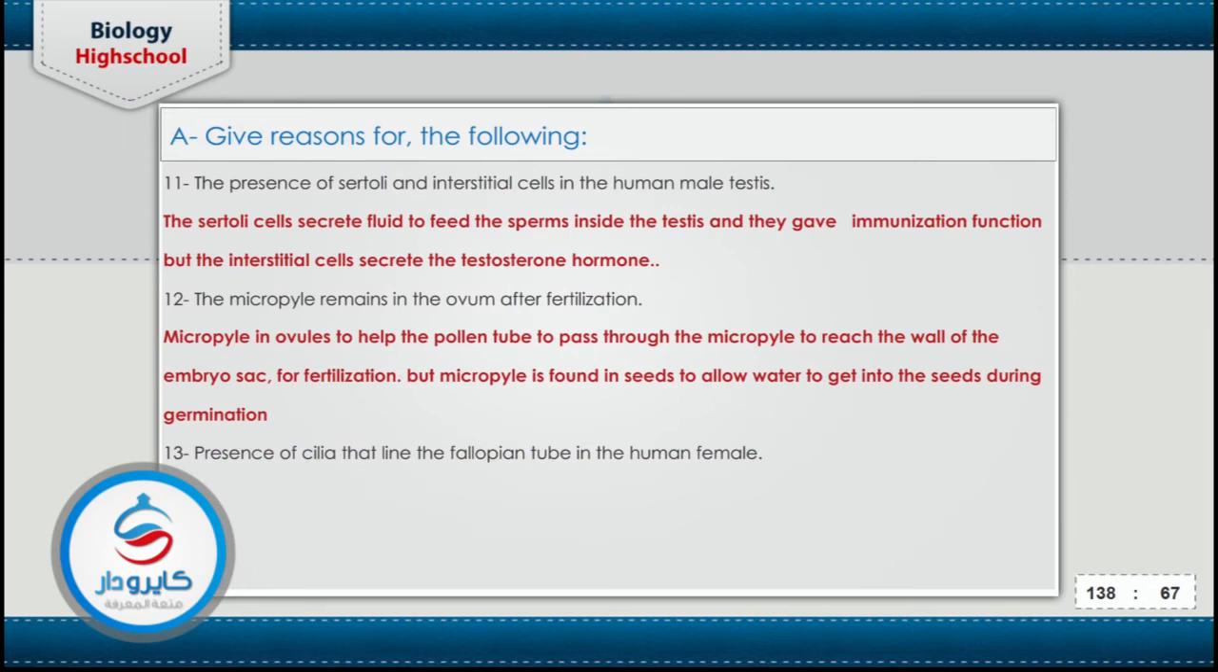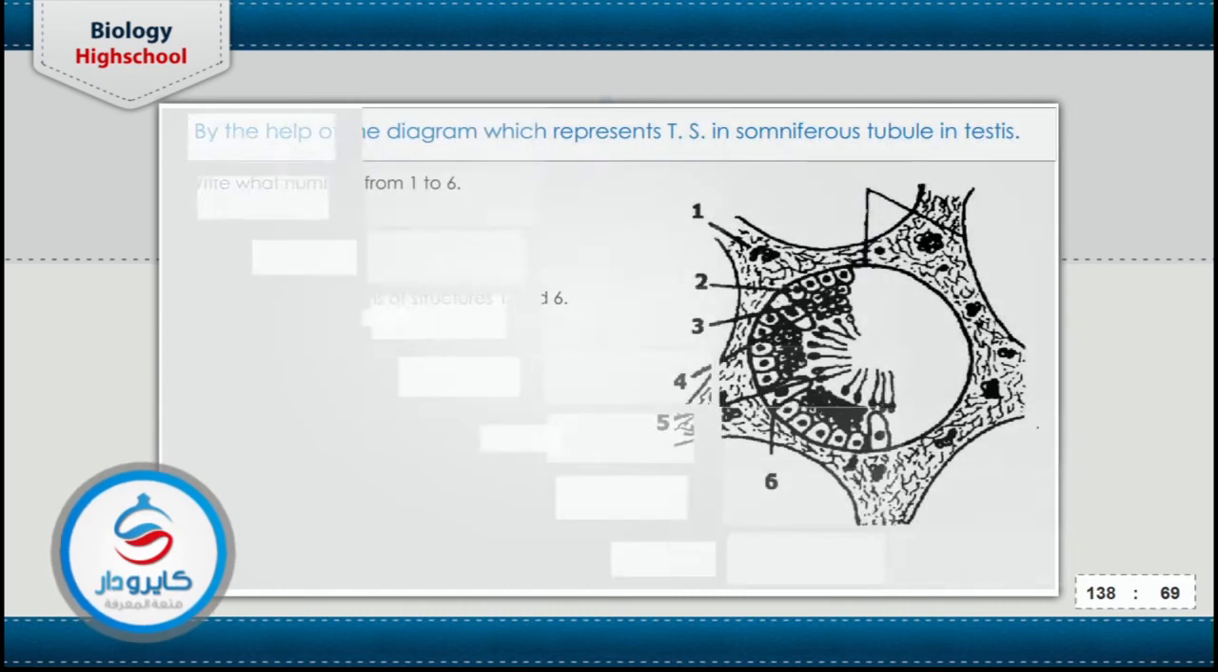The presence of cilia that line the fallopian tube in the human female. We mentioned that it allows the fallopian tube to move the ovum toward the uterus.